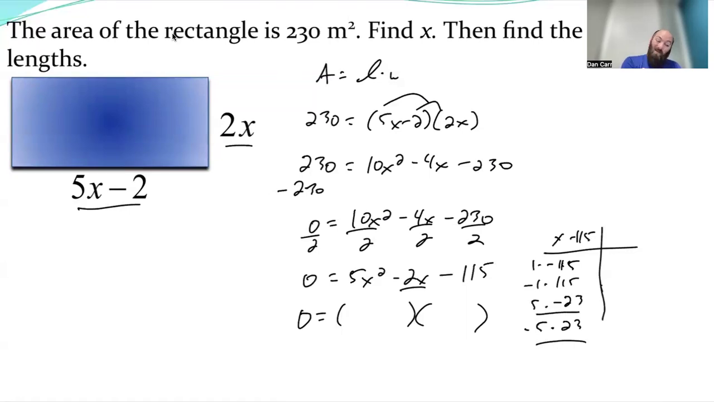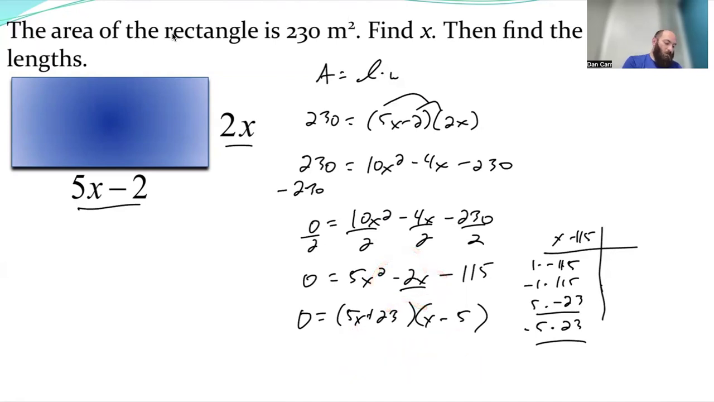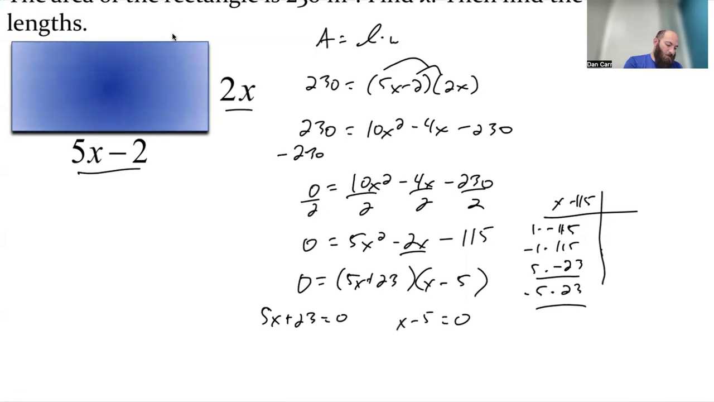With this number in the middle, I know it should be a 5x and an x. And then I'm leaning towards a minus 5 and a positive 23 here. Because if I do this, oops, forgot the x. Because that is a negative 25x. That's a positive 23x, and that gives me negative 2 in the middle. Okay, so we're good. So if I split these up, I got 5x plus 23 is equal to 0. x minus 5 equals 0.